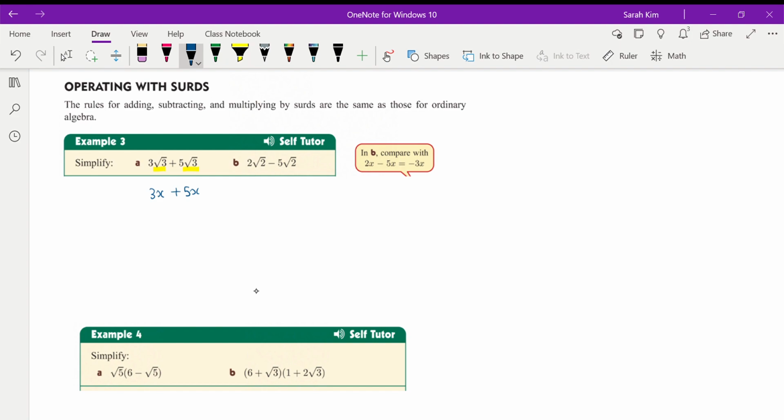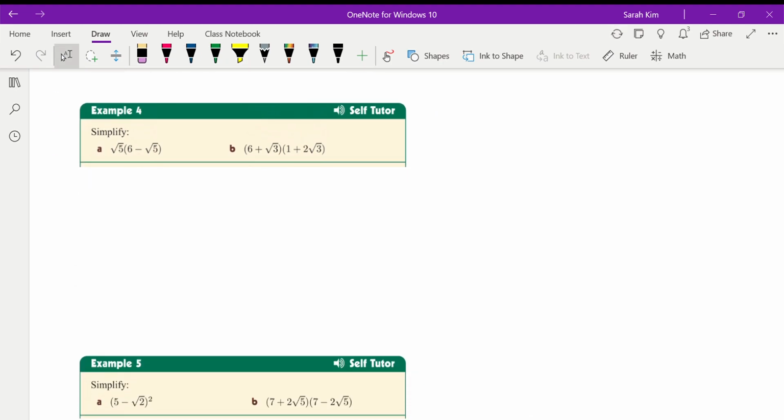So in our case, this is not what we're actually doing. In our case, if we have 3 square root 3 plus 5 square root 3, we're able to add the coefficient parts, this part together, because our surds are the same. So your answer is going to be 8 square root 3. With the second answer, you're going to have a similar thing. As you can see, the surds are the same, so you just take the coefficients. So it's 2 take 5, so it's going to be minus 3 square root 2.